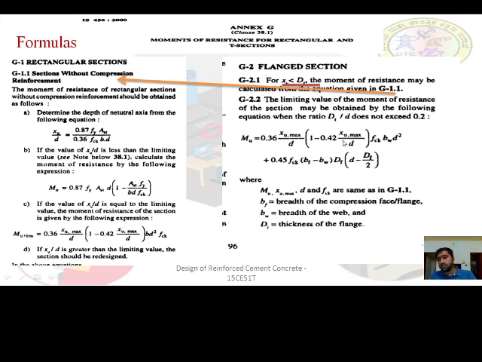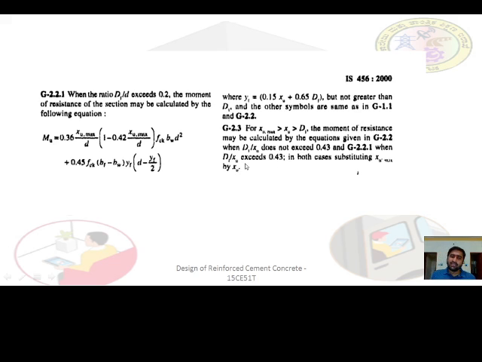Then if the DF by XU ratio is greater than 0.43, use the equation which is here in G2.2.1, and replace XU max by XU. Then you will get the moment of resistance of the under reinforced section when DF by XU is greater than 0.43. Okay.